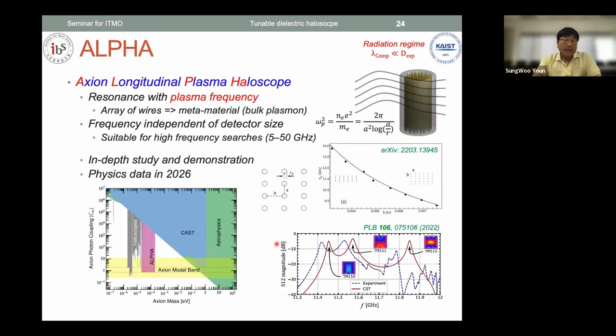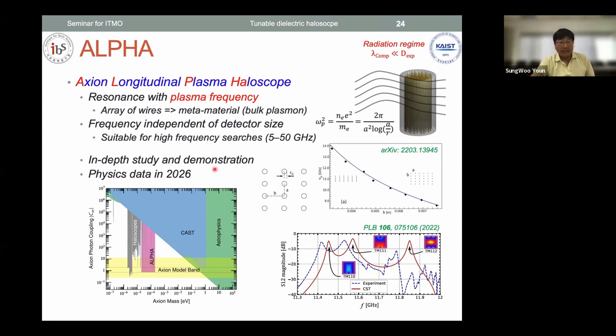Finally, ALPHA. As I mentioned, this is a very nice idea. They want to utilize resonance with the plasma frequency of electrons in the conductor wires. The plasma frequency is determined by geometric factors: R is the size of the wire, and a is the spacing in between. This is an array of wires that can be treated as a metamaterial, and the whole thing can be treated as a bulk plasma moving around like that. This frequency is independent of the detector size, which is suitable for high frequency searches.